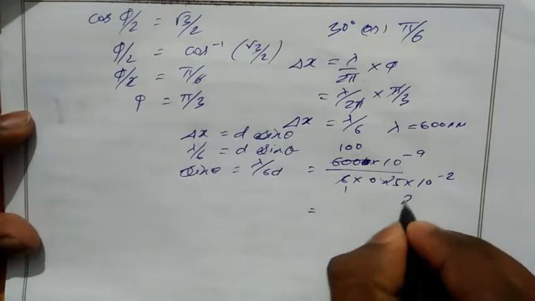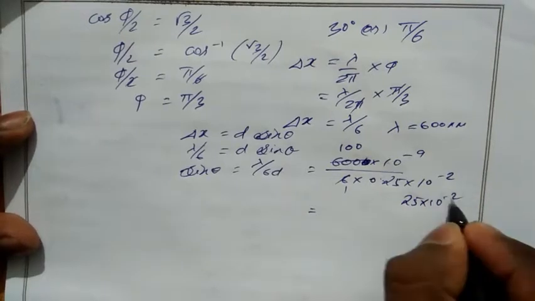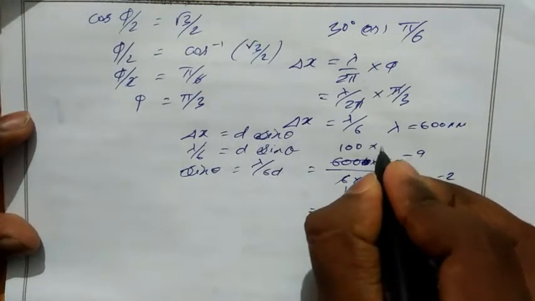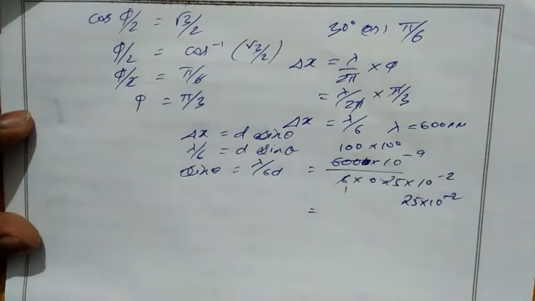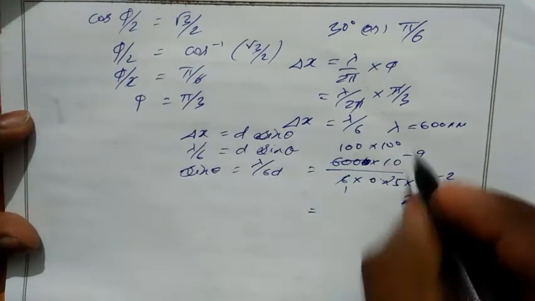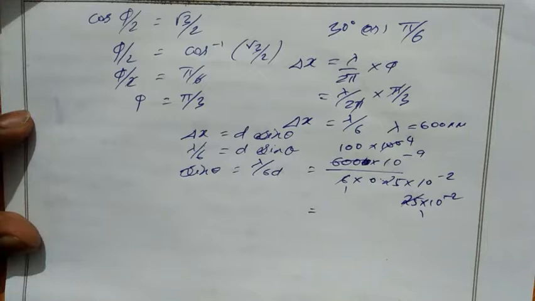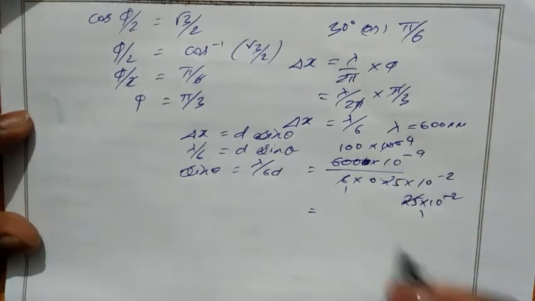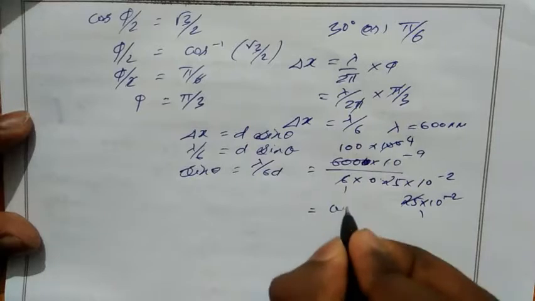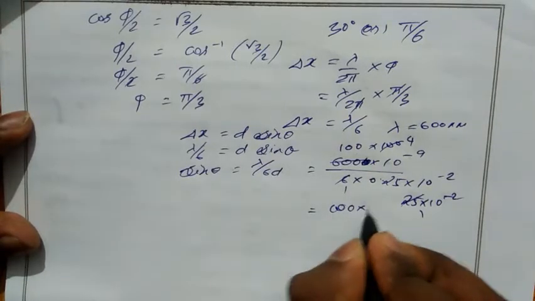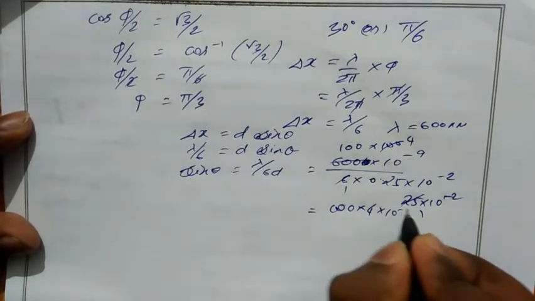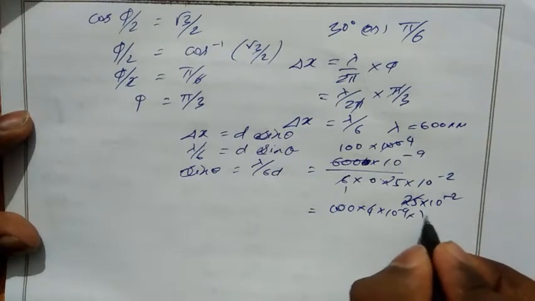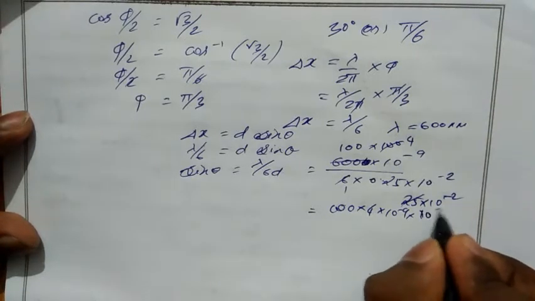So here it will become 25 into 10 power minus 2. And here also we multiply with 100, then we get 100 here. So 125, 25, 425, 100. Then this 10 power minus 2 goes upwards. In the numerator, it will become 100 into 4 into 10 power minus 9, and 10 power minus 2 goes to the numerator and it will become 10 power plus 2.